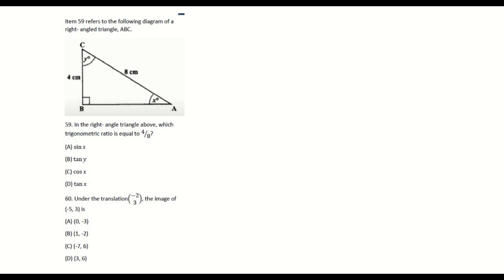Item 59 refers to the following diagram for a right angle triangle. We did this was sine x, but we know that sine x would be your opposite, which is 4 over 8, and that is what we need here. We did this question as well.